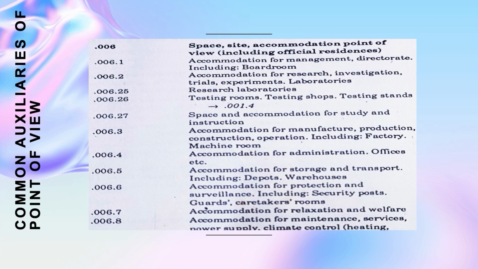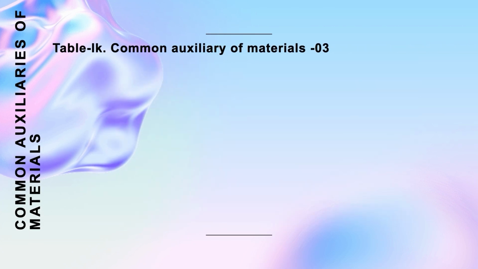0.006.5 accommodation for storage and transport. So many provisions are there in UDC from the point of view of dependent auxiliary. So now another auxiliary, that is Table I1K, that is common auxiliaries of material. It is denoted by hyphen 03.